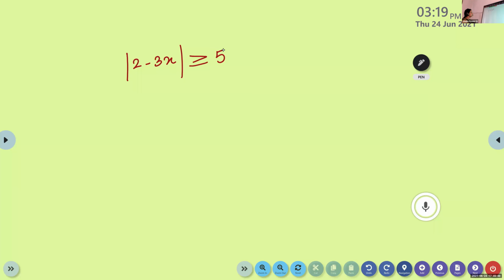How will you solve this? This is greater than or equal to 5. So we get 2 minus 3x is greater than or equal to 5, or minus of 2 minus 3x is greater than or equal to 5. We apply the definition itself. Mod x means x or minus x. So either 2 minus 3x is greater than or equal to 5, or negative of 2 minus 3x is greater than or equal to 5.